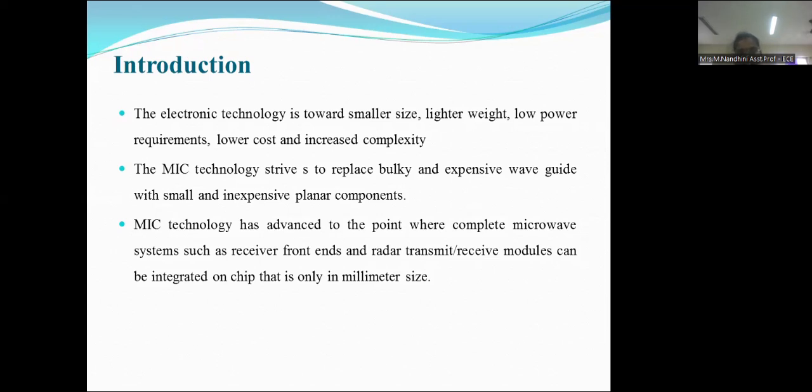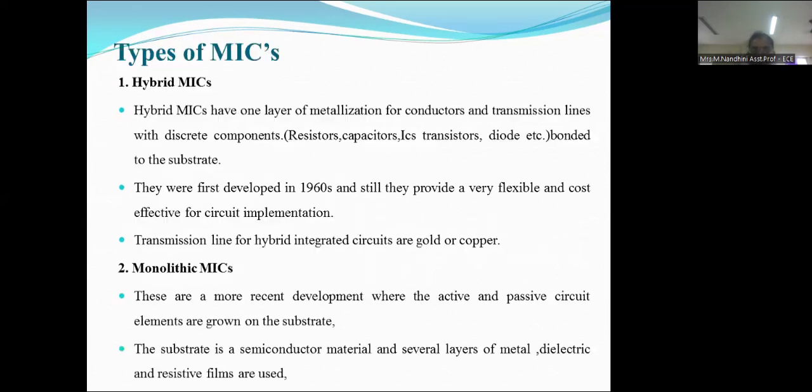MIC technology has advanced to the point where complete microwave systems, such as receiver front ends and radar transmit-receive modules, can be integrated on a chip that is only millimeter size. MMICs are in millimeter size. They can also be used as a radar system. Then, what are the types of MICs?